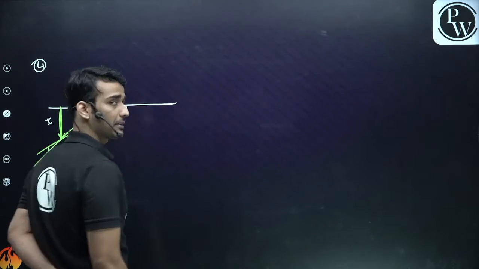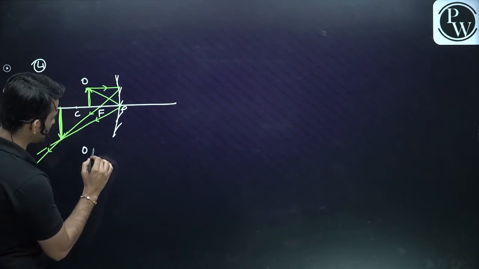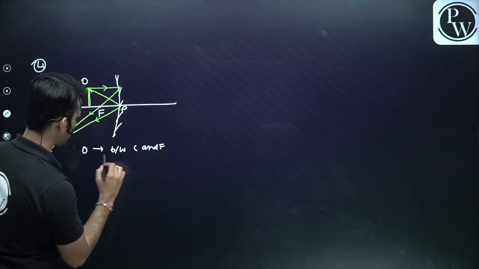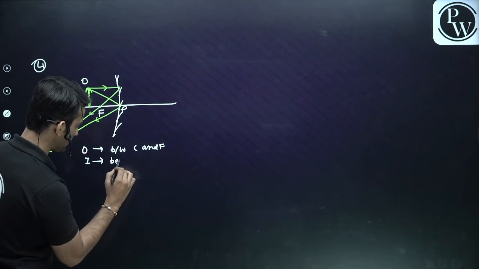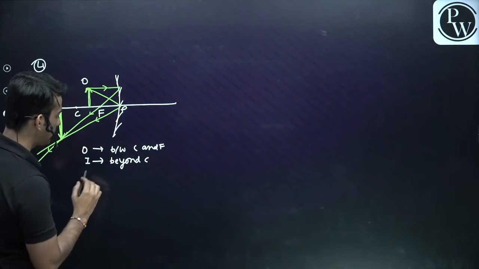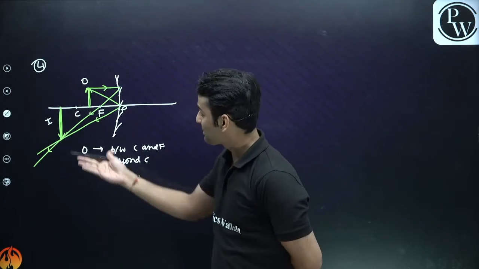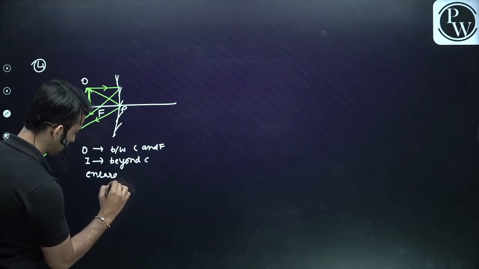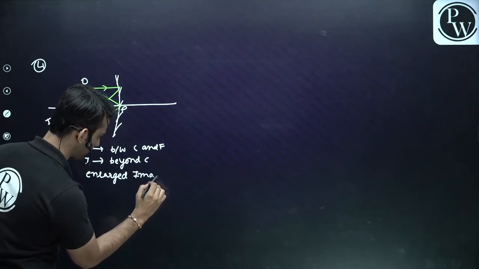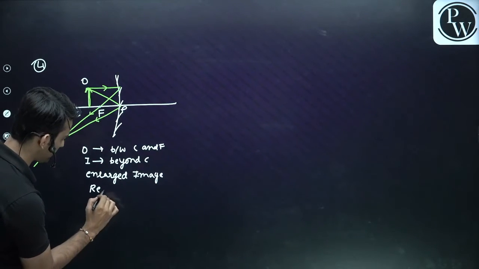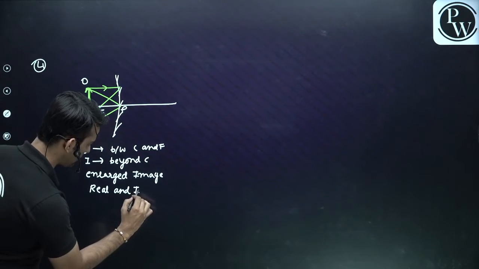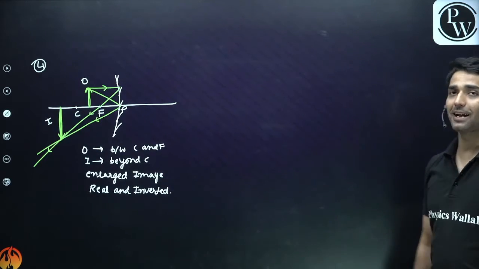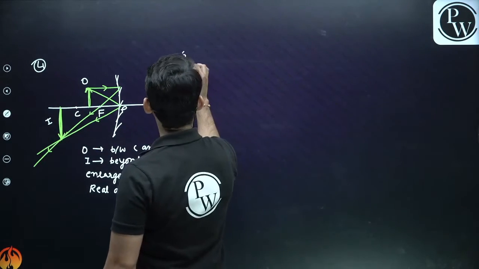What about the parameters here? Can you tell me what about the parameters? The object is between C and F, right? What about the image? The image is beyond C, right? Is the image enlarged? Yes, here the image is bigger than the object, right? So you can see it is an enlarged image. Whether it is real? Obviously yes, the image is real and inverted. Clear? The image is real and inverted. Second last case, fifth one.